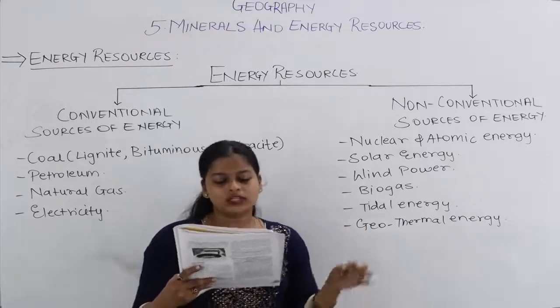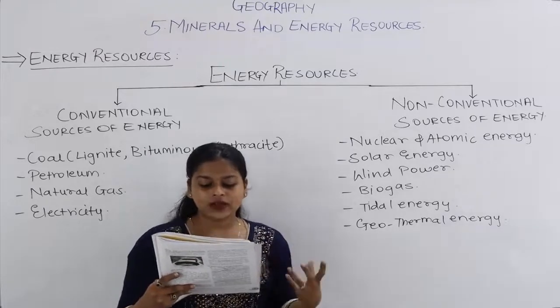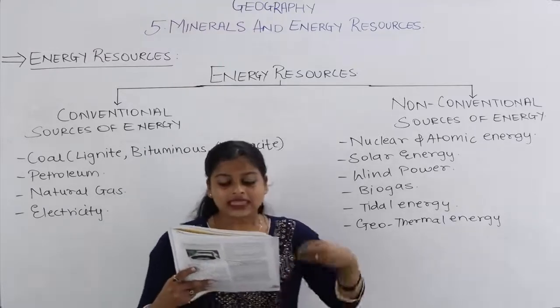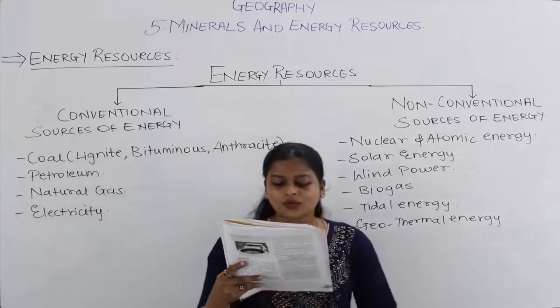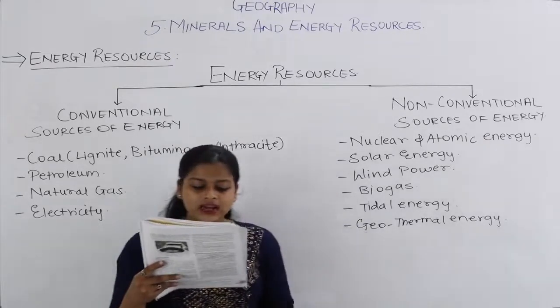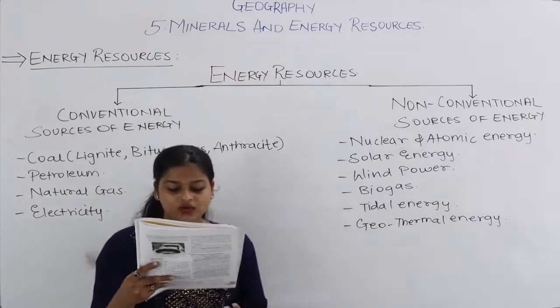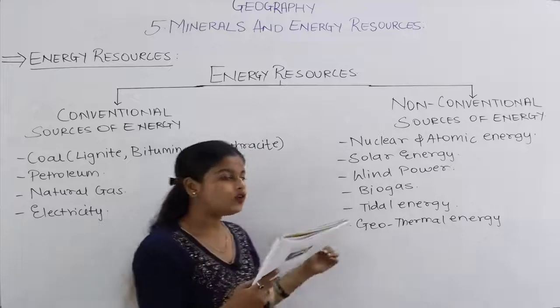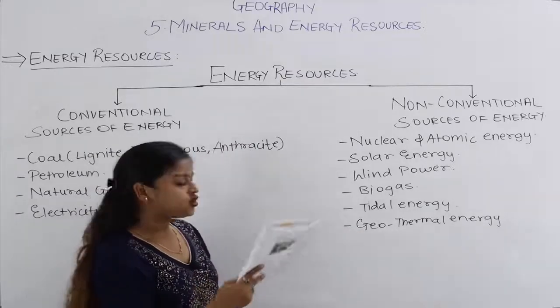When such an alteration is made, much energy is released in the form of heat, and this is used to generate electric power. The places where these are available are Jharkhand, the Aravalli ranges of Rajasthan, and Kerala. You can also find them there. That was nuclear atomic energy. Next one is solar energy.